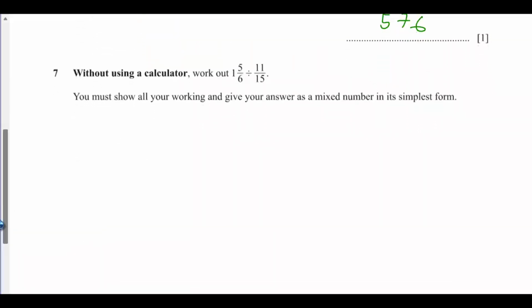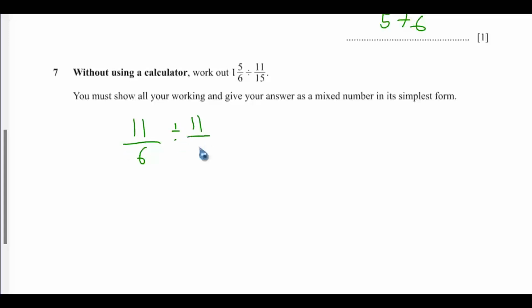Without using a calculator, work out 1 whole 5 out of 6 divided by 11 out of 15. You must show all your working and give your answer as a mixed number in its simplest form. So the first thing is to convert this to an improper fraction. 6 multiplied by 1 is 6. 6 add 5 is 11. So you have 11 out of 6 divided by 11 out of 15.